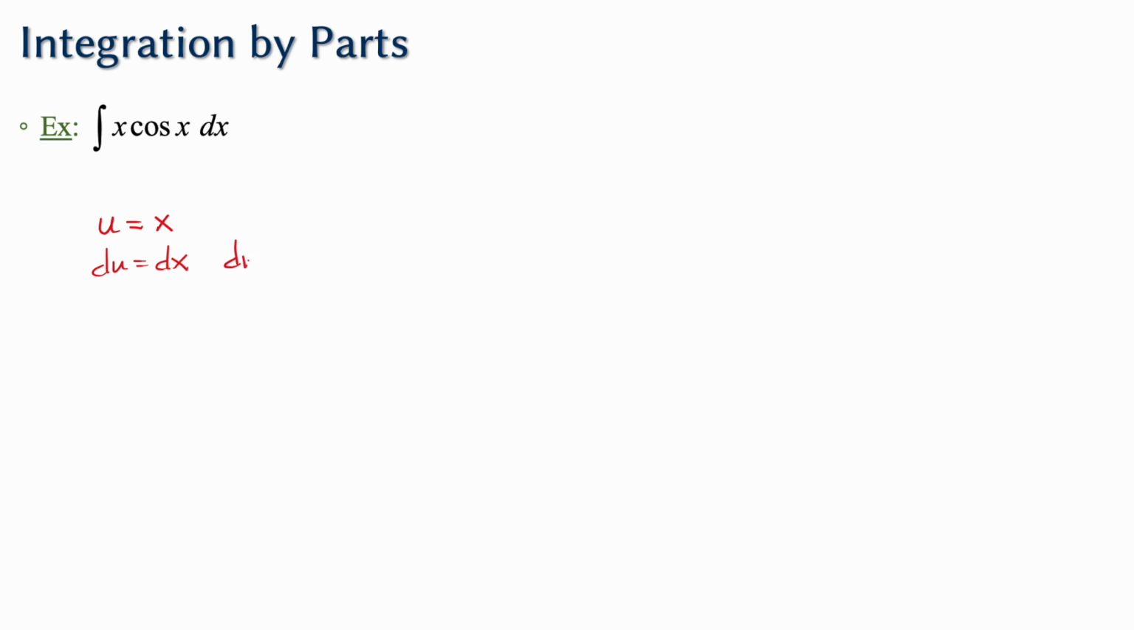Now, my dv is the rest of it. It is the cosine of x dx, whose antiderivative will give us v. So what did we take the derivative of to get the cosine of x? Well, that would be the sine of x. And again, we do not need the plus c.